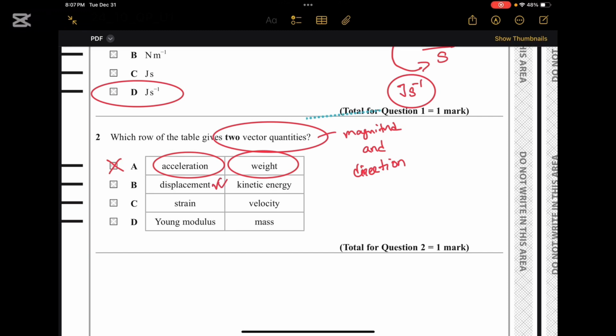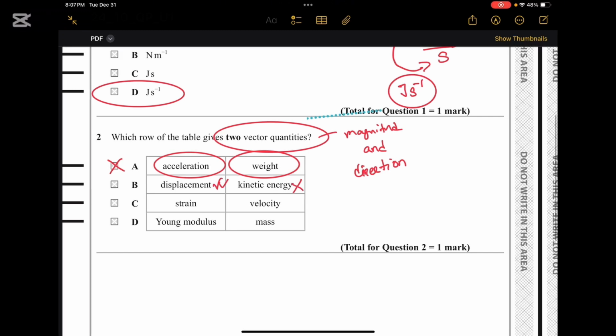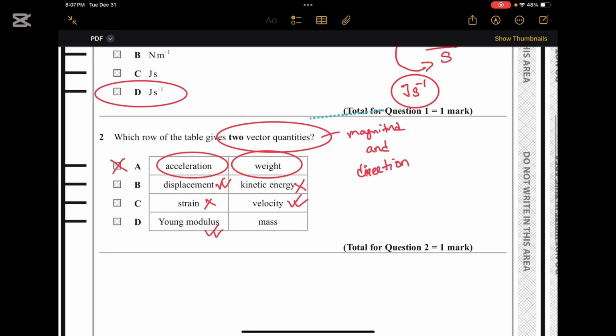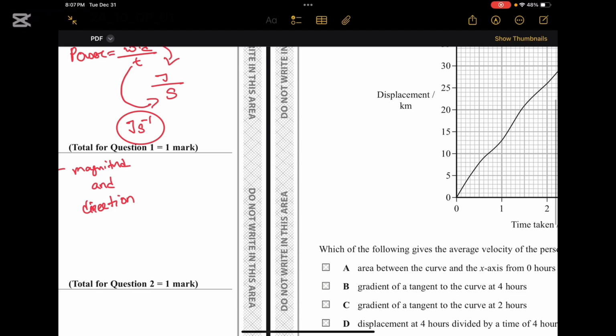Though displacement is a vector quantity, kinetic energy is not a vector quantity. Energies are always scalar quantities. Here, velocity is a vector quantity, but strain is not a vector quantity. Young modulus is not a vector quantity, and mass is not a vector quantity either. Mass is a scalar quantity, and they have asked us to figure out two vector quantities. So we are done with question number 2 as well.